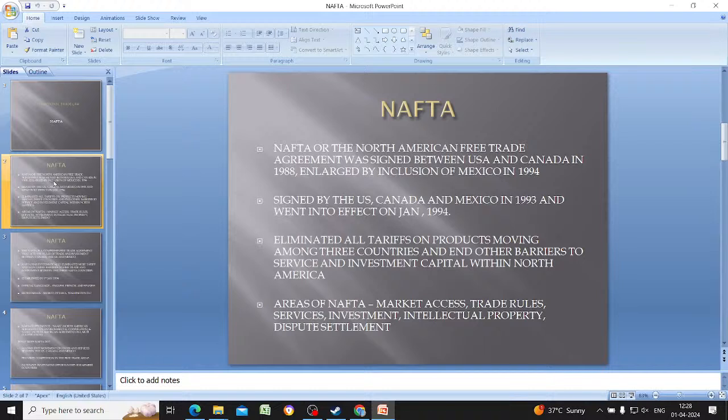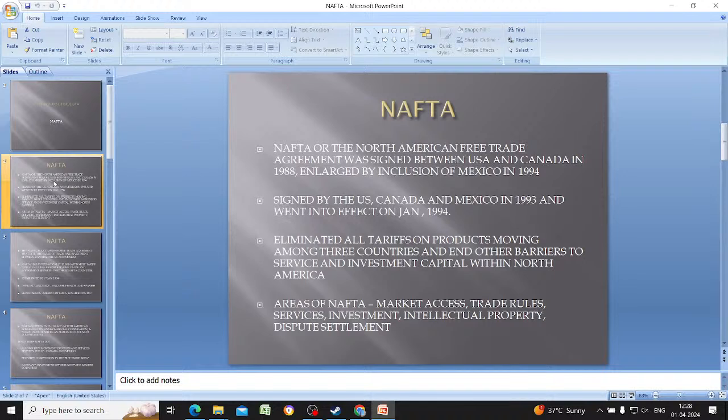It eliminated all tariffs for products moving among the three countries and other barriers to services and investment capital within North America. Here the preference has been given to the three countries because they are the parties, and the agreement has been formed based on these three countries. So the areas of NAFTA are market access, trade in services, investment, intellectual property, and dispute settlement. All these areas come under NAFTA.